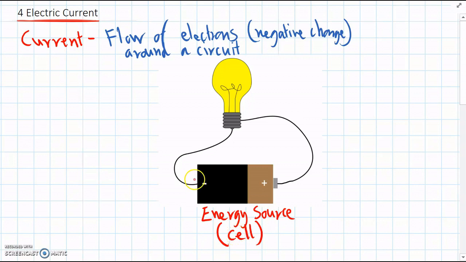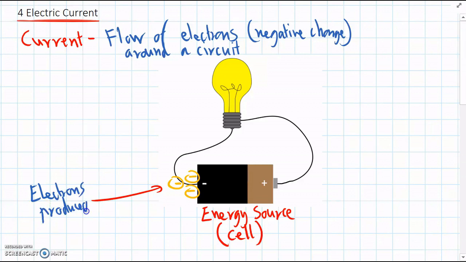So in this cell, every energy source produces lots of electrons, and it produces them at the negative end, or the negative terminal. So electrons are produced at the negative end.